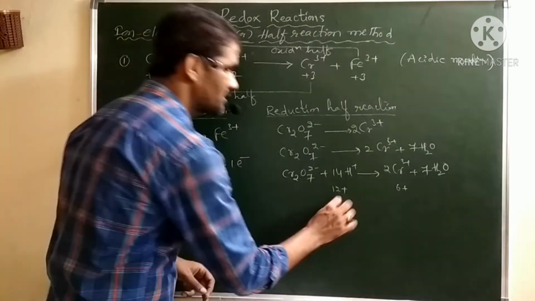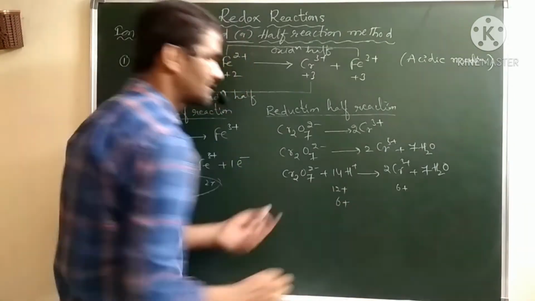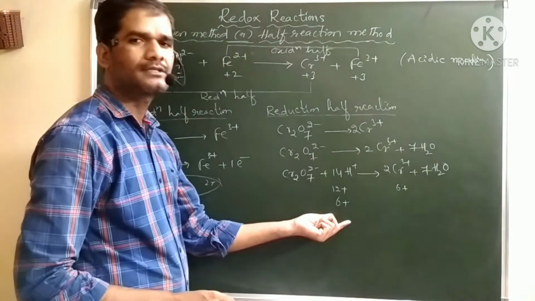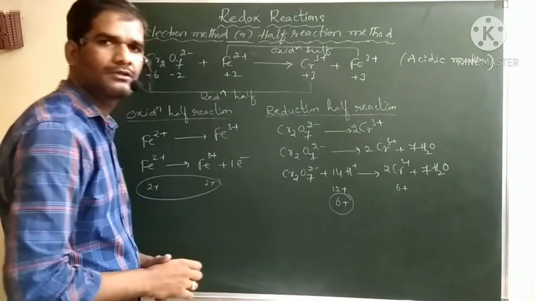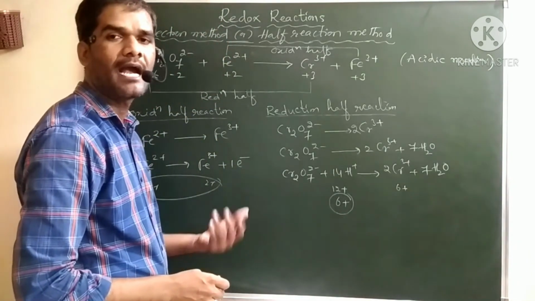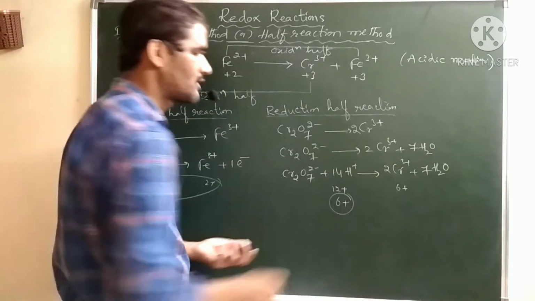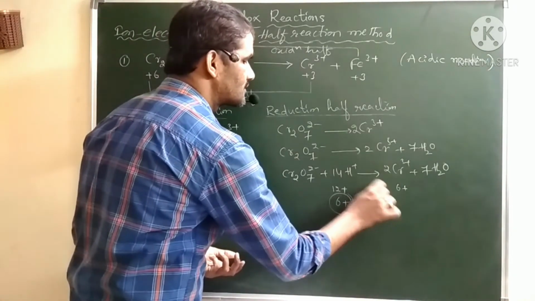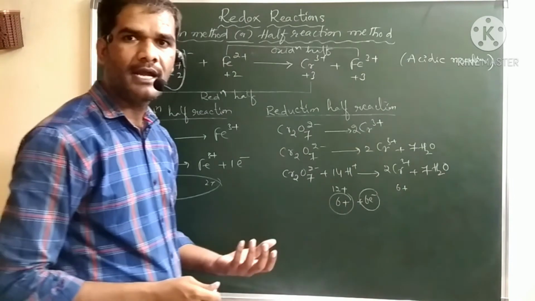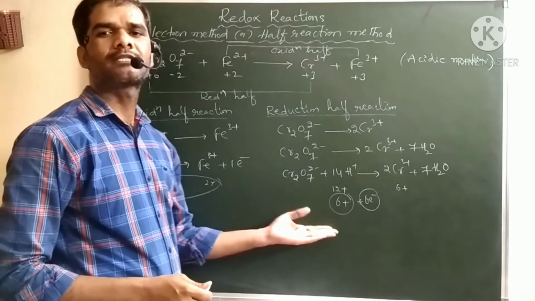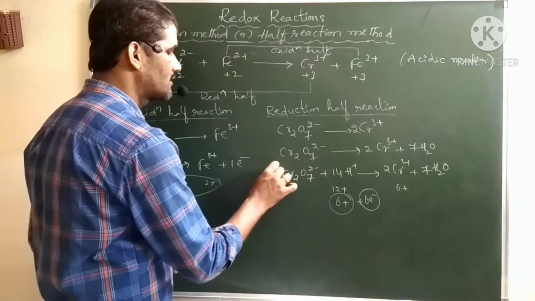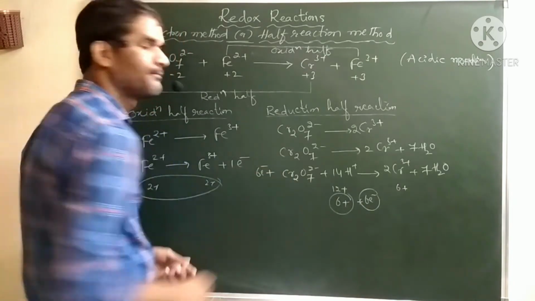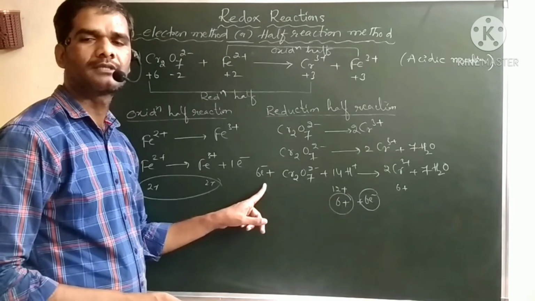So excess how much remains? 6 plus remains on the left side. Reactant side we have extra 6 positive charge. Now this extra 6 positive charge we have to balance by adding electrons. So we have to add then 6 electrons. Which side we have to add? In the reactant side excess positive charge is there. To nullify this excess positive charge, we have to add in the reactant side only. So we have to add 6 electrons on the left side.